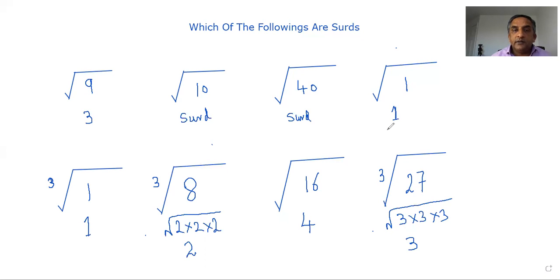So in all of these questions, there were only two which were surds: square root of 10 and square root of 40. I hope you understand it. Just again reminding you that if you can work out the square root straight away and get the final answer without using a calculator, that will not be a surd. But if you can't do it in your head, that will be a surd.